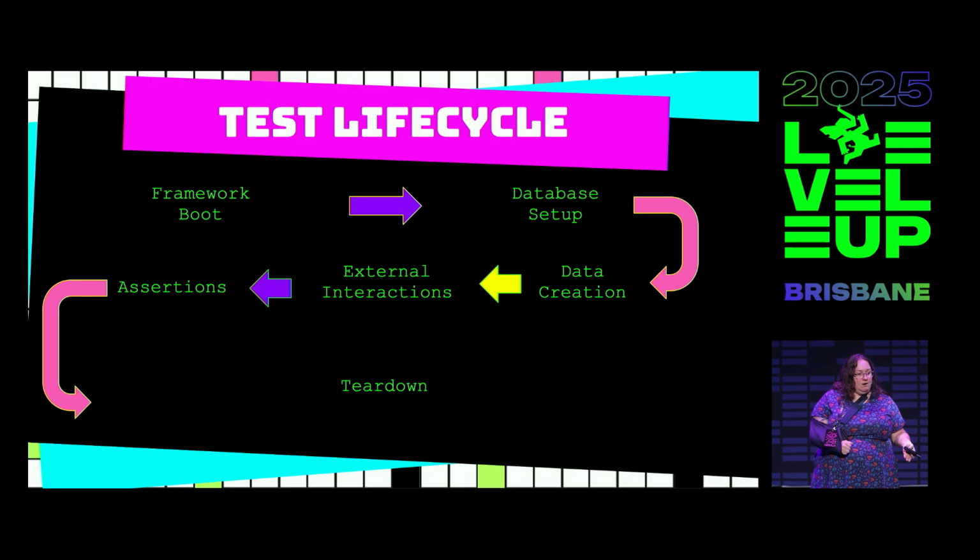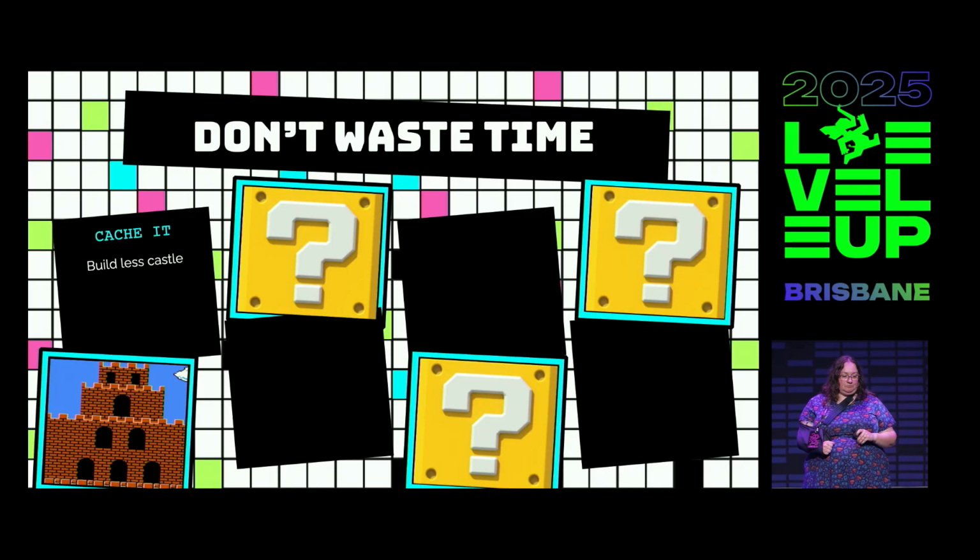Every single test you write goes on this little adventure, and some of them go a little bit more scenically than others. Each part of the adventure is an opportunity for us to optimize for speed. And I'm going to talk about some of the major expense points in this. Firstly, build less castle. If we're having to build the whole Laravel application, hoist the whole framework every single time, let's try and do as little of that as we have to. So things that are unlikely to change during your test run can be cached.